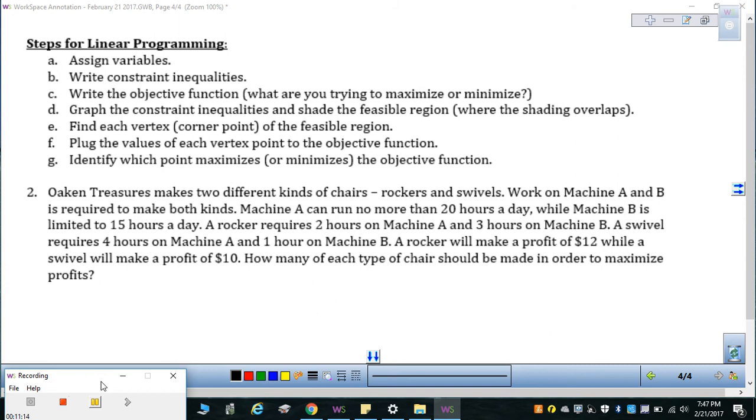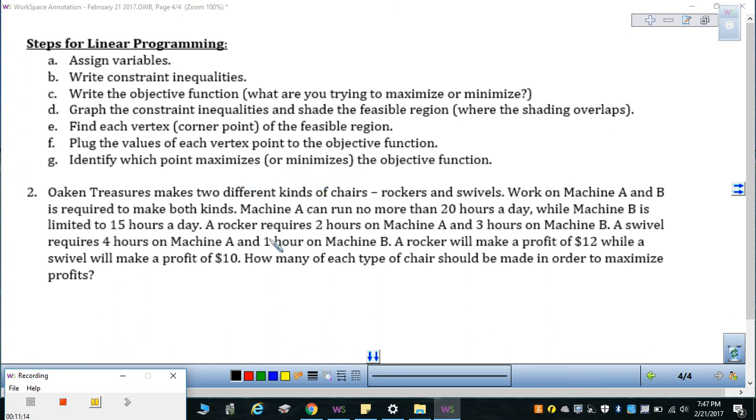So to summarize our steps for linear programming, we're going to start by assigning our variables. We wrote our constraint inequalities. We write the objective function. We want to graph the constraint inequalities, figure out where the shading overlaps, find each vertex or corner point of the region where the shading overlaps, which is also called the feasible region. We're going to plug the values of each vertex point into the objective function and identify which point maximizes the objective function. Sometimes linear programming is used to figure out something that can be minimized.